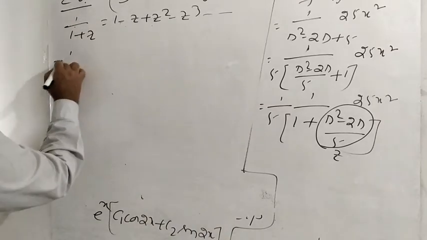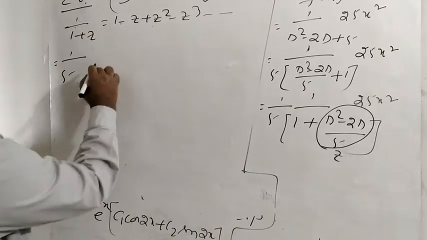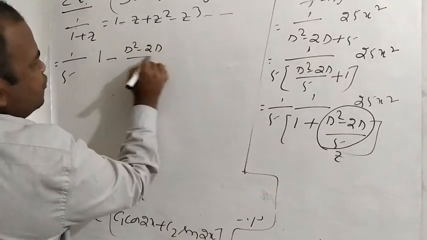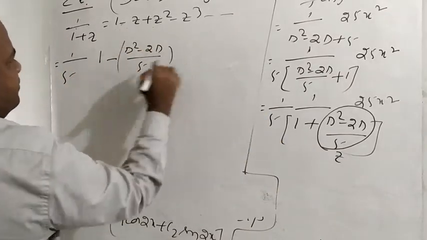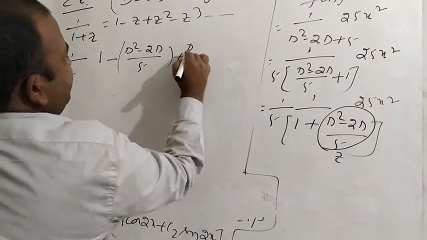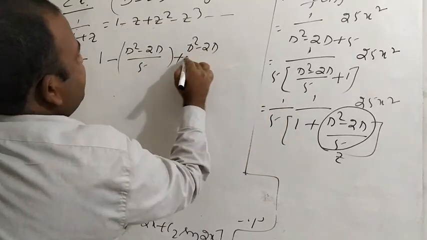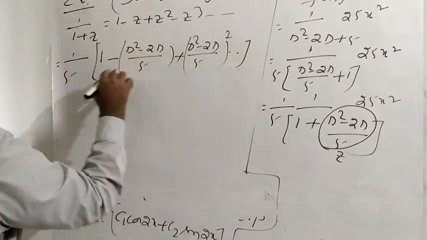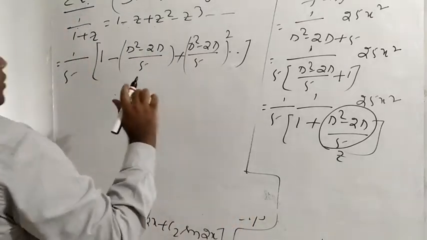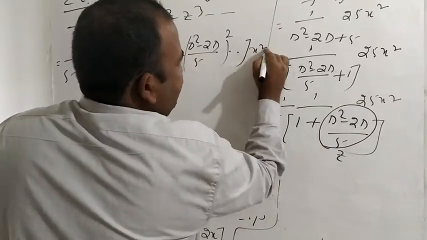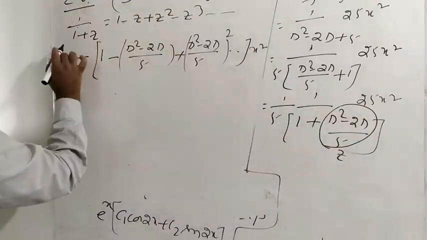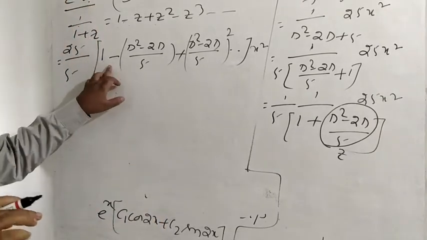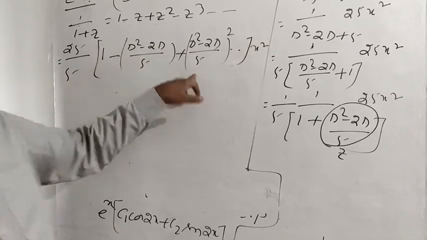So this is 1 upon 5, 1 minus z, where z is (D square minus 2D) upon 5, plus z square, where z square is (D square minus 2D) upon 5 whole square. It is continuing. Taking 25 as a constant outside, this is 25.